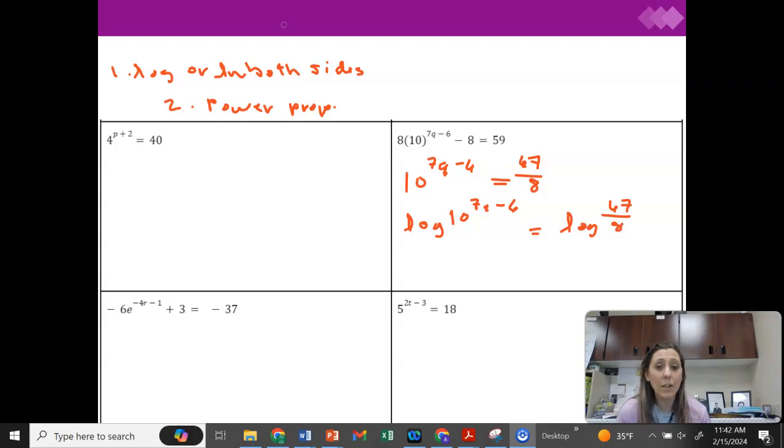Okay, so now I can apply the power property, and I like to keep this in parentheses. But this problem gets a little bit easier. So we have 7q minus 6 times log of 10 equals log of 67 over 8.